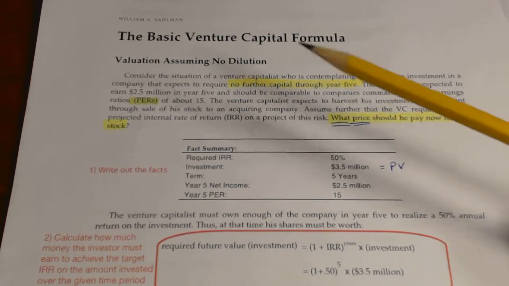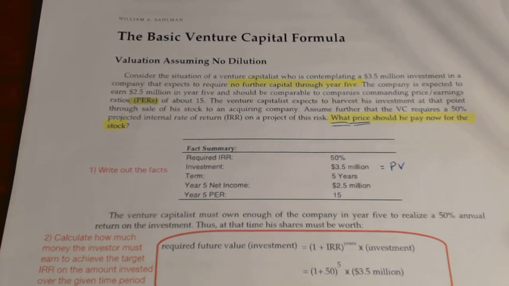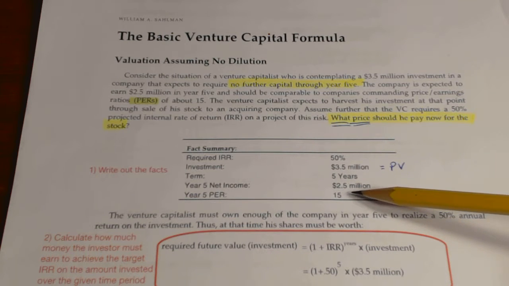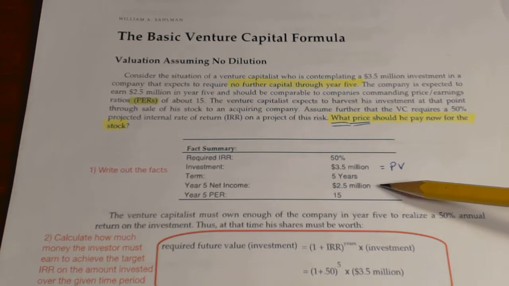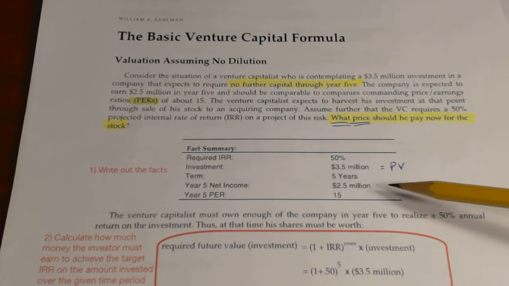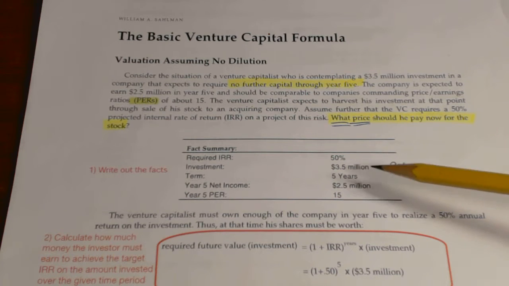So price earnings ratio is a way to price out a company pretty simply based on whatever earnings year you're talking about. In this case, it'll be for year five because they're basically trying to find out what the value of the company will be worth at year five. So if it's got $2.5 million in earnings, you multiply that times 15, that's $37,500,000 is what the company should be worth at the end of 5 years.